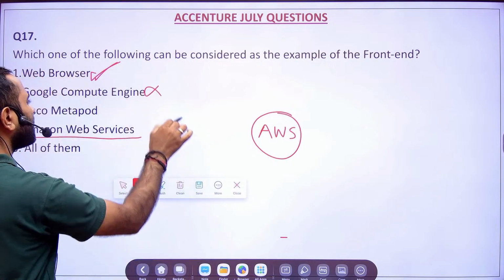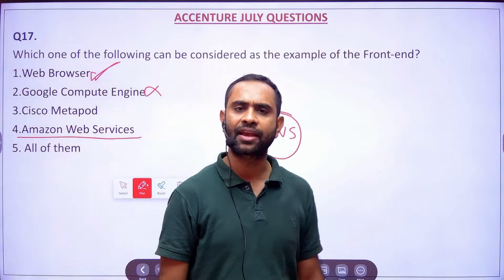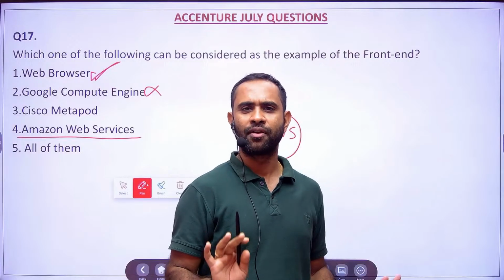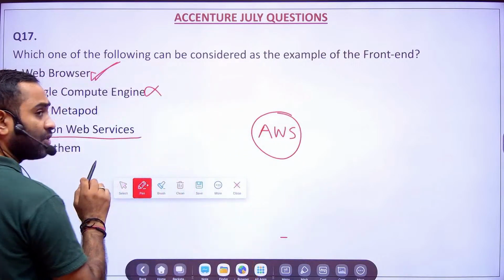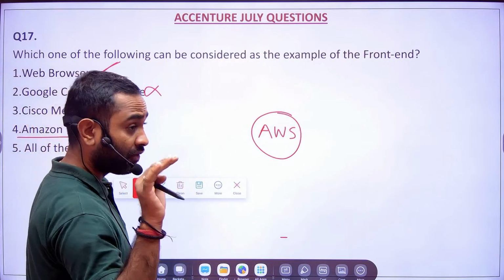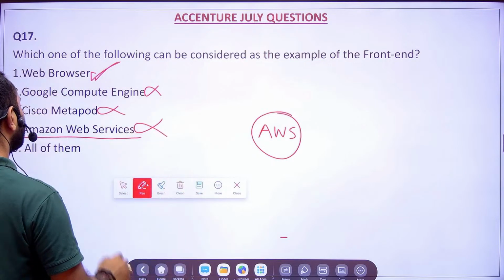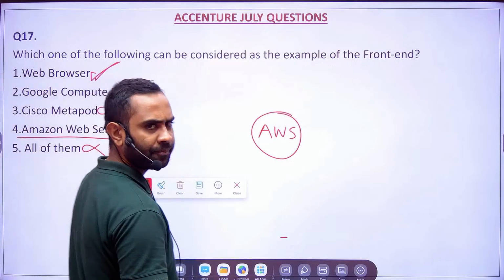Google Compute Engine is again something like a cloud service, which you cannot touch, which you cannot input. Front end is very, very simple: you are able to see it with your eyes, and you are able to input something. Cisco Metapod, Amazon Web Services. So only option A will be the correct answer.